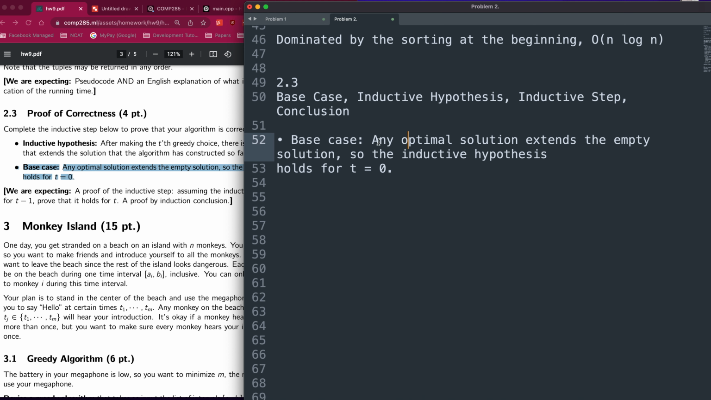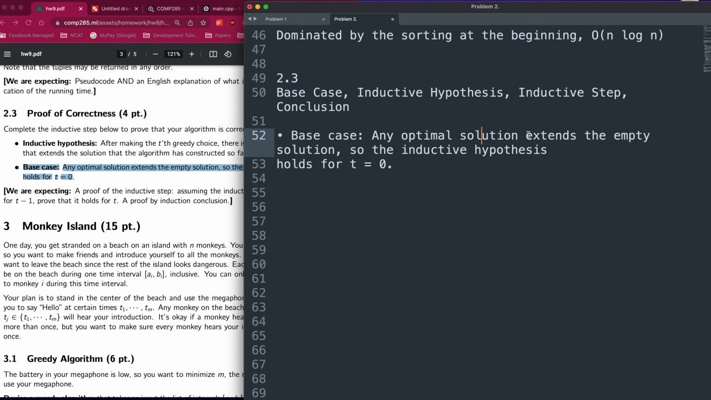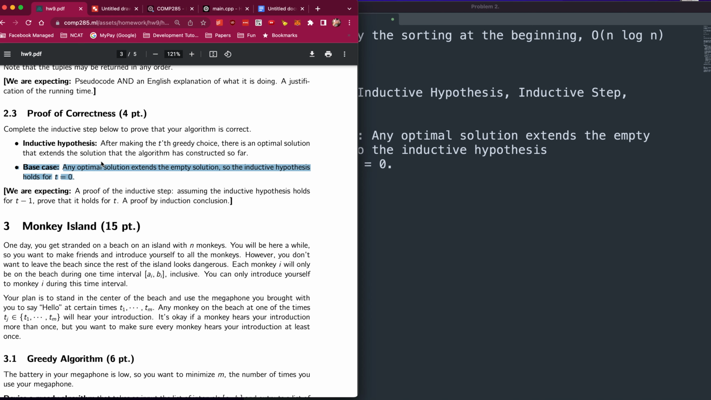So for our base case here, we're going to say that any optimal solution that we are considering for this problem extends the empty solution, right? So the inductive hypothesis holds for t equals 0.